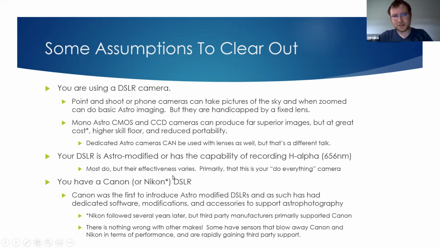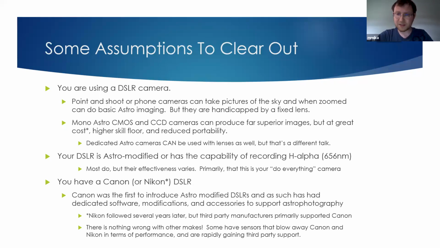The other assumption is that your DSLR is astro modified or has the capability of recording H-alpha. So most cameras have a filter, because camera silicon detectors are very sensitive to infrared light. They have a filter that blocks out infrared light and also blocks out a significant portion of red light. And this includes the H-alpha wavelength, which is a very common wavelength in astrophotography. A lot of nebulae emit at this wavelength.